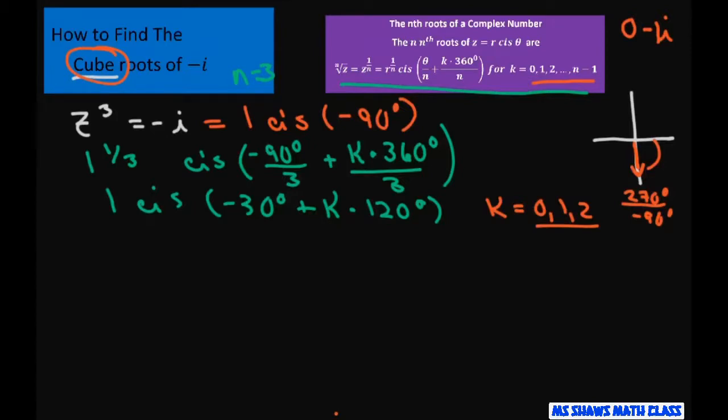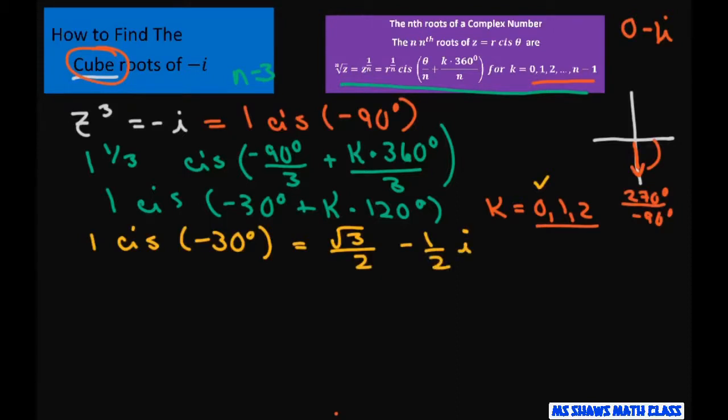So for k equals 0, we get 1 cis of negative 30 degrees, which is the same as 330 degrees. And that equals, your cosine is square root of 3 divided by 2, and your sine is 1/2 there. All right, and now for k equals 1, we're going to call this z1.